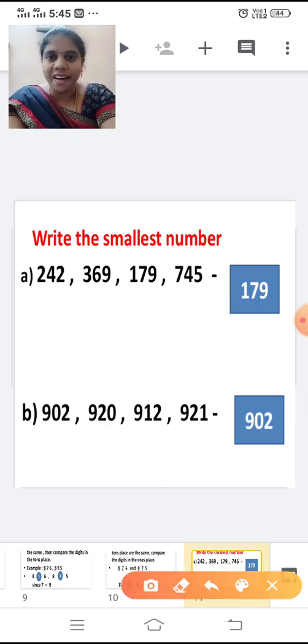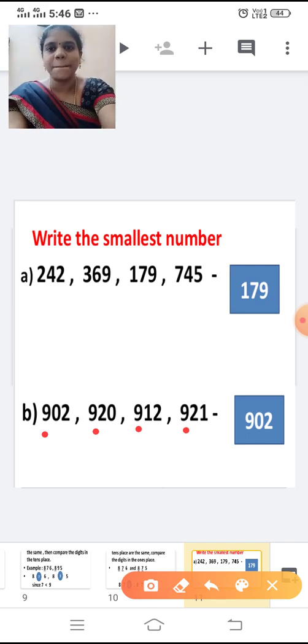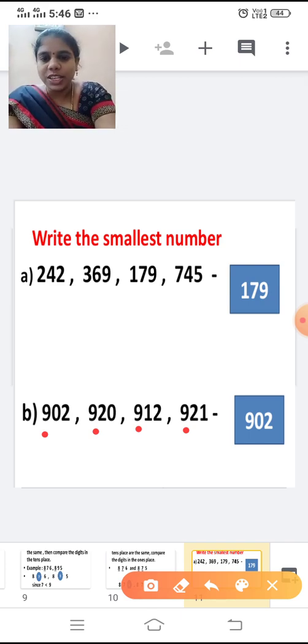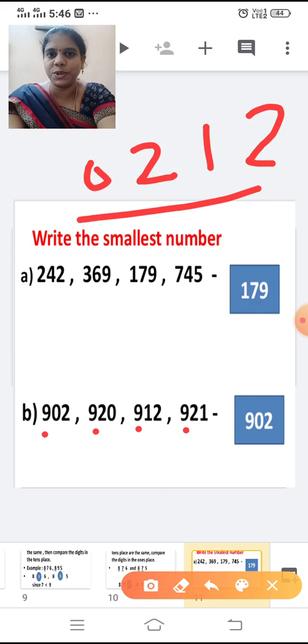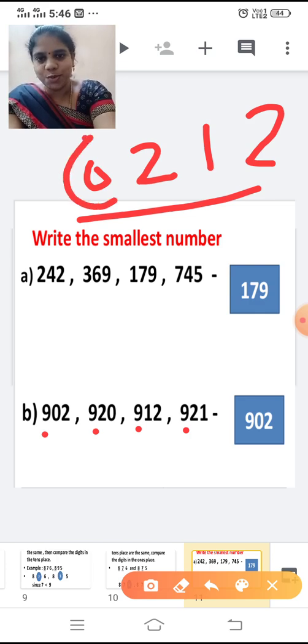You have to compare the hundreds place now. See, in all these numbers we have 9 in the hundreds place, right? So what to do? Now compare the tens place. So 0 in the first number, 2 in the second number, 1 in the third number, 2 in the last number. I'm just comparing the tens place. Now tell me which is smaller in this. 0, 2, 1, 2. Obviously 0 is smaller, right?